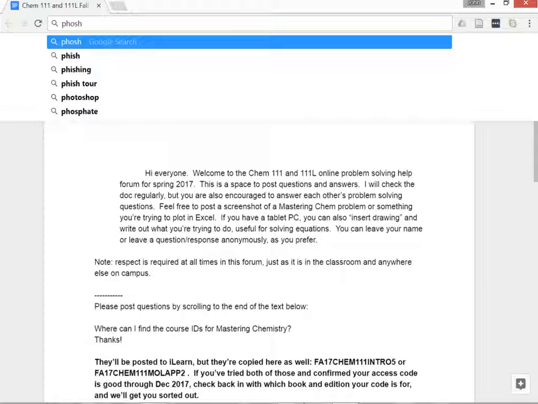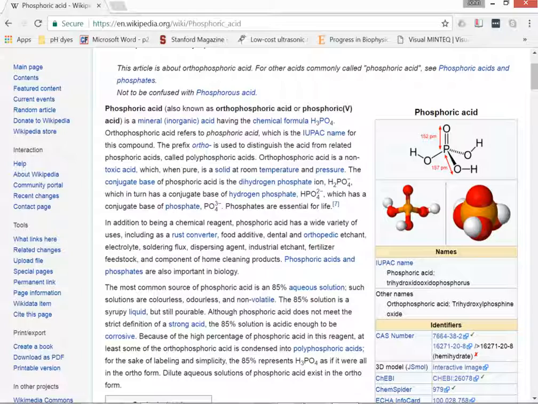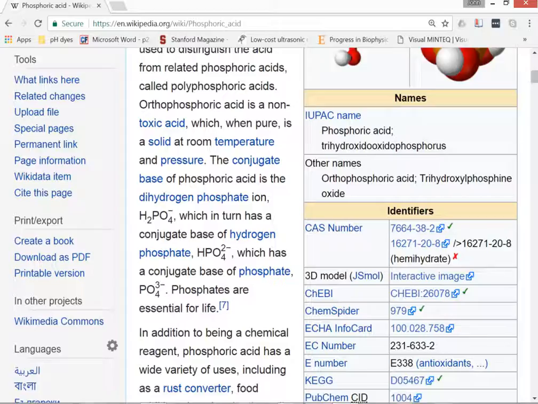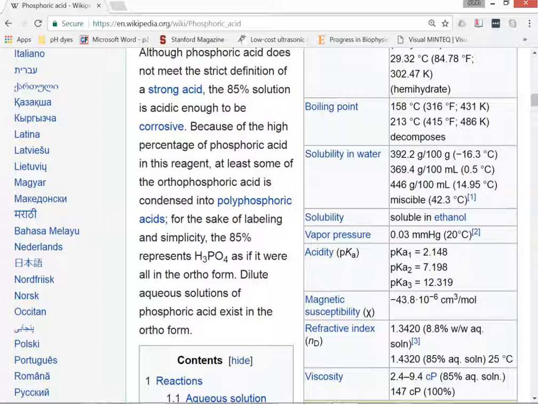Phosphoric acid Wiki. Okay, a lot of stuff. Here in this data table on the right, I'm scrolling down, I'm looking for acidity or pKa. There, acidity and pKa. It has three pKas listed. I'm impressed. That is not easy to do.